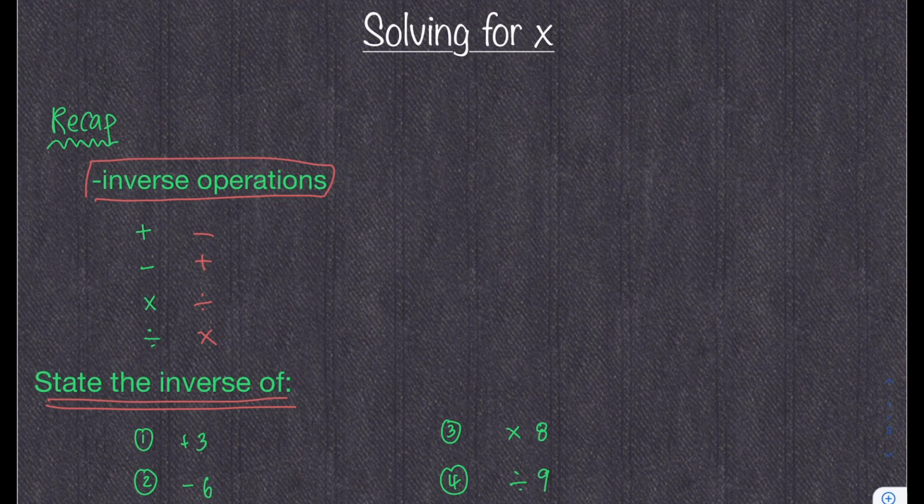Number 1, the inverse of plus 3 is to minus, so it would be minus 3. Number 2, the inverse of minus 6 would be to plus 6. Number 3, the inverse of times 8 would be divide by 8, and the inverse of divide by 9 would be times 9.